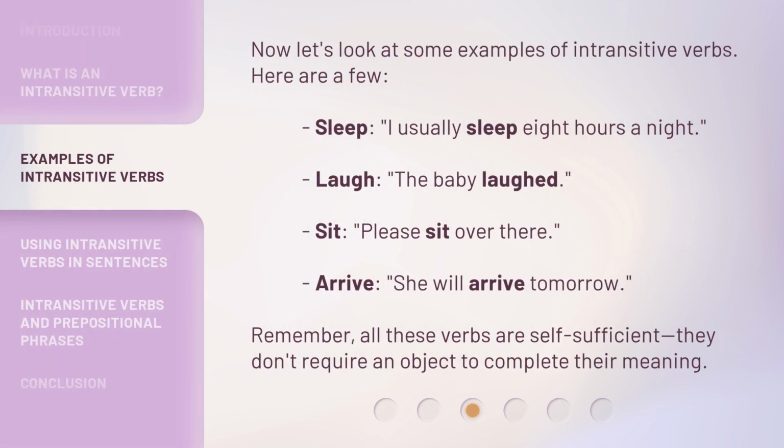Now let's look at some examples of intransitive verbs. Here are a few. Sleep. I usually sleep 8 hours a night. Laugh. The baby laughed. Sit. Please sit over there. Arrive. She will arrive tomorrow. Remember, all these verbs are self-sufficient. They don't require an object to complete their meaning.